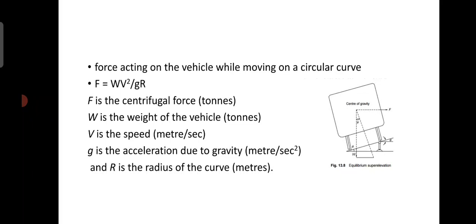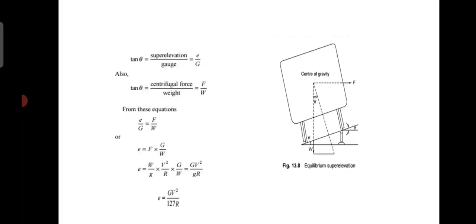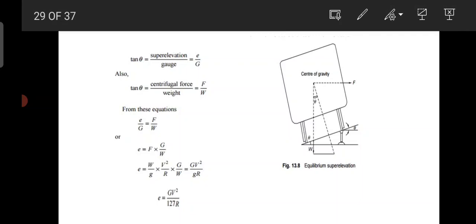As already discussed, F is the centrifugal force, W is the weight of the vehicle, V is the speed at which the railway vehicle is moving, G is the acceleration due to gravity, and R is the radius of the curve. So the centrifugal force is given as F = WV²/gR.